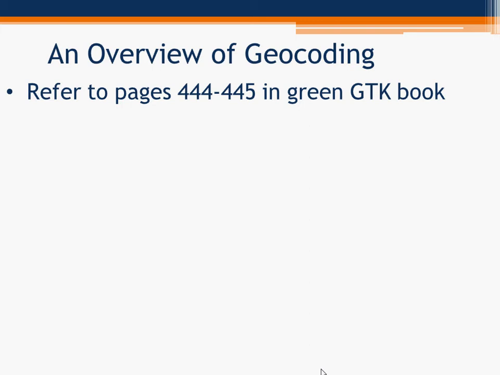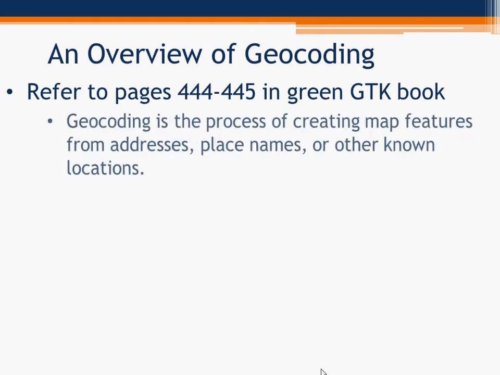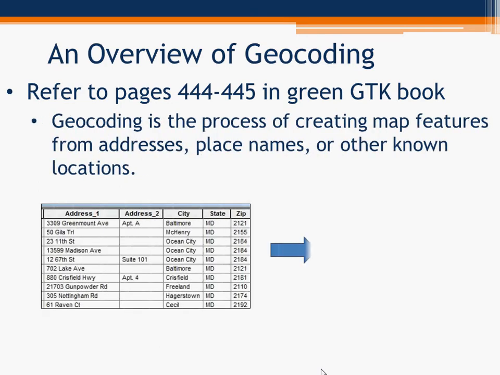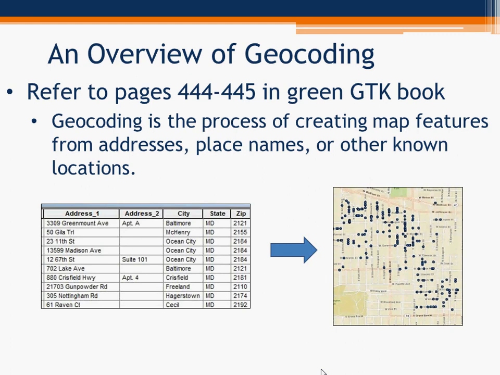Geocoding addresses. What we're doing here is overviewing the concept, letting you practice it in chapter 17, and then moving on to assignment number 6 in your case, where you're actually going to create a map from addresses that you geocode. So what is geocoding? Well, it's the process of creating map features from addresses, which is what we're going to be doing, but you can also do it based on place names or other known locations.